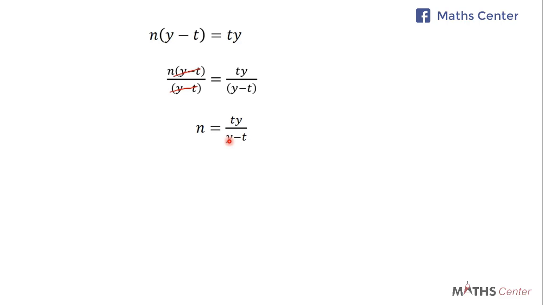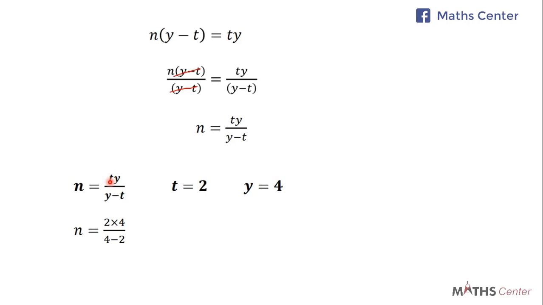If you watch that video, you understand it very, very well. Let's move on to the second part of our question. It said that we should find n when t is equal to 2 and y is equal to 4. We have been able to make n the subject, so all we need to do is to substitute these two values into the new equation.